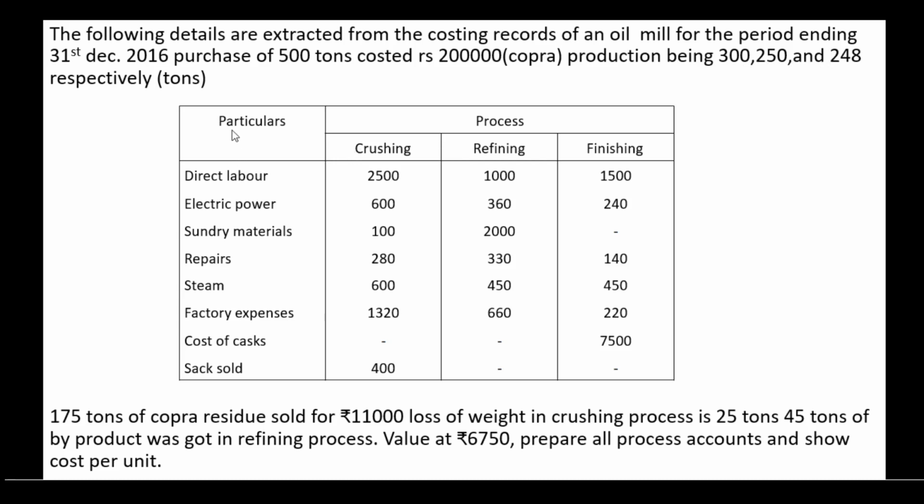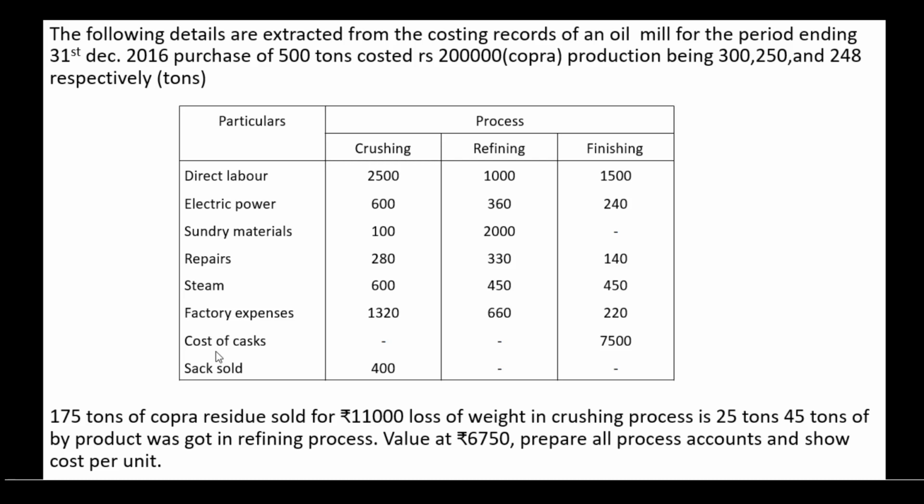And the next, that is the particulars. So here they have to give some expenses, that is the direct labor. So this direct labor, these expenses are given for each process, for crushing, refining and finishing. The expenses are direct labor, electric power, sundry materials, repairs, steam and factory expenses. So these all expenses are entered in the debit side of the process accounts.